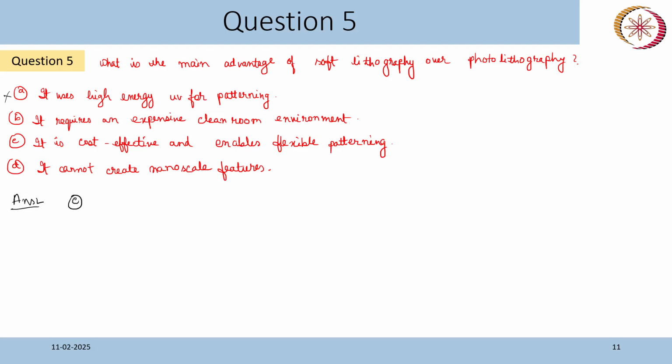During the peeling process of the stamp, the cylinders may not remain intact in shape. Whereas in case of photolithography, because these are very sophisticated processes, once you optimize your process, you get a very good structure, very good patterns on top of your substrates. Okay, so the correct answer is C. It is cost effective and enables flexible printing.